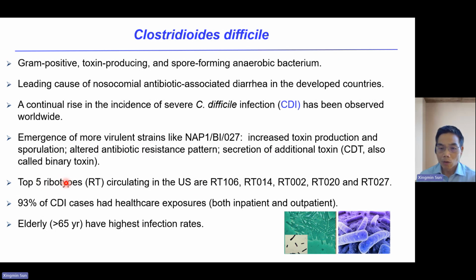So currently, the top 5 ribotypes of C. difficile circulating in the United States include ribotype 106, ribotype 14, ribotype 2, ribotype 20, and ribotype 27. More than 90% of infection cases had healthcare exposures, including both inpatient and outpatient. Unfortunately, elderly people, especially people over 65 years old, have the highest infection rates.